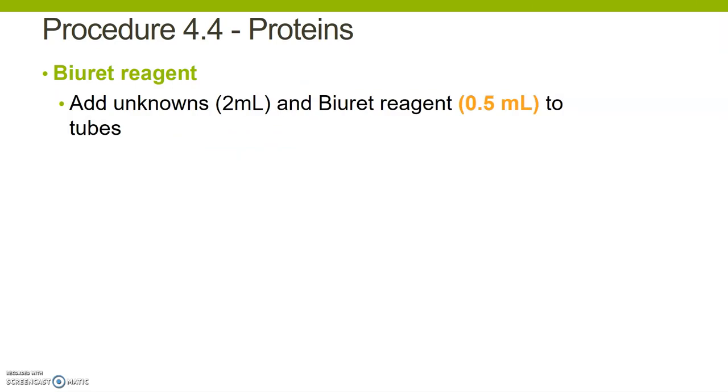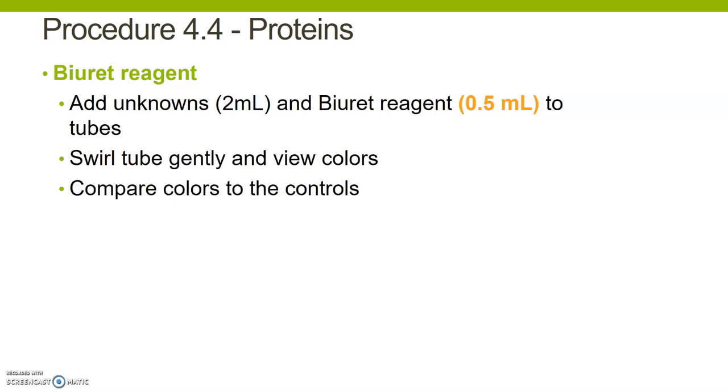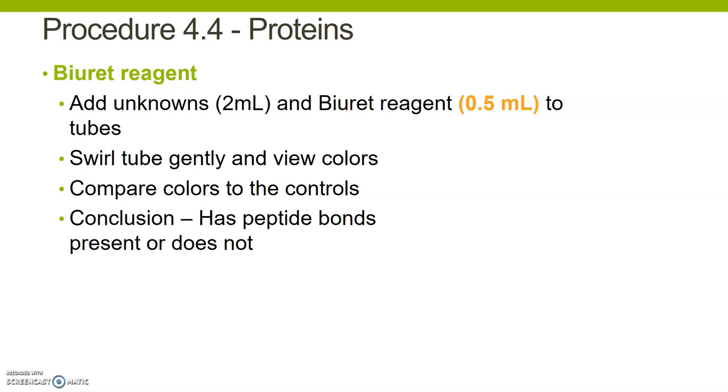So in this procedure, you are going to be testing for the peptide bonds using a biuret reagent. So for this one, you're going to be adding 2 mL of the solution that's in table 4.4 with 0.5 milliliter of that reagent. It just has to sit for a little bit, view it, swirl it, look at it, and again, compare it to our controls. So compare it to the protein control and our water as the negative control to determine which one has the peptide bonds and which ones don't.